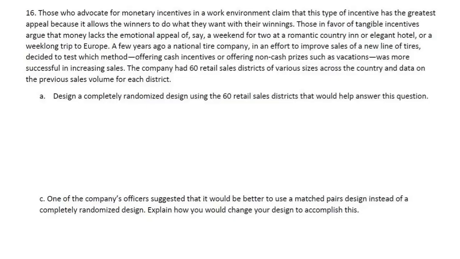Okay, so if we're looking at the 60 retail sales districts, in order to do a matched pairs design, you would take the two highest earning districts and match them together. And then you would take the next two highest earning and the next two highest earning until you got all the way to the two lowest earning, and you matched those up. And then you would randomly assign them to either receive the tangible incentive or the monetary incentive. And then you would calculate it from there.